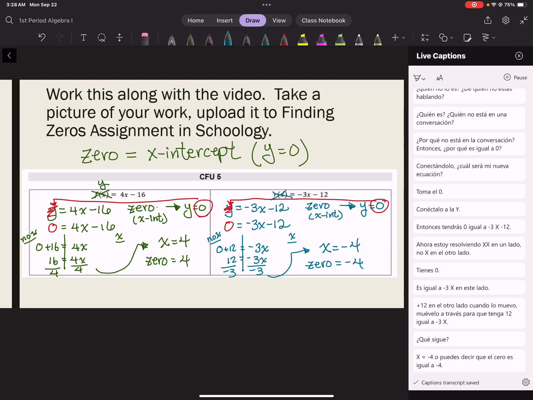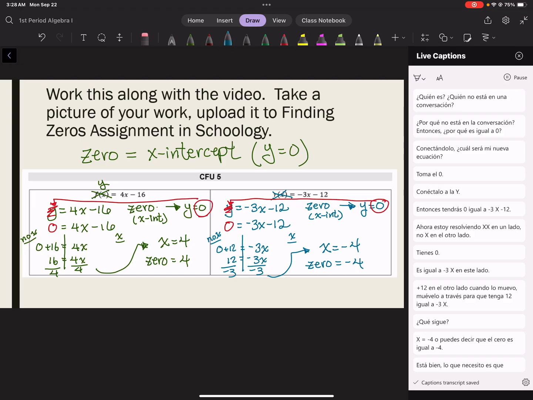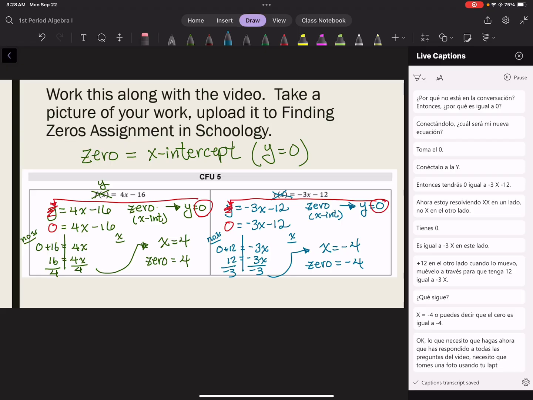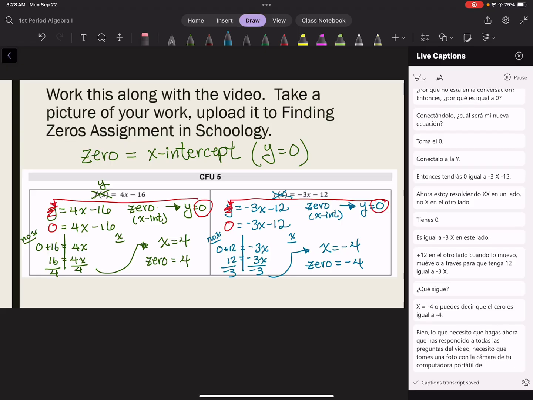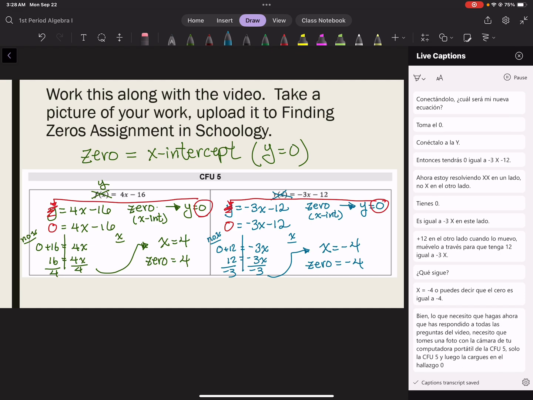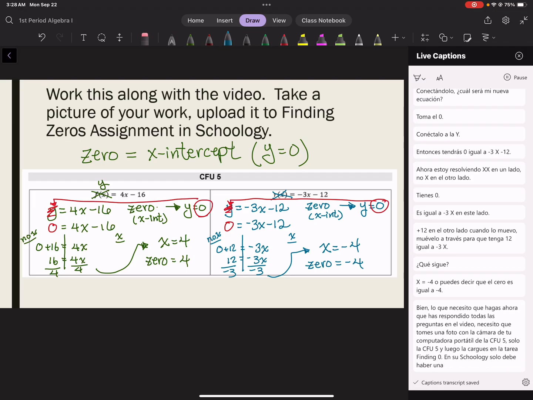Okay, what I need you to do, now that you have answered all the questions on the video, I need you to take a picture using your laptop camera of the CFU 5, just the CFU 5, and then upload it onto the Finding Zero assignment in your Schoology. There should only be one question. You just upload the picture on there.